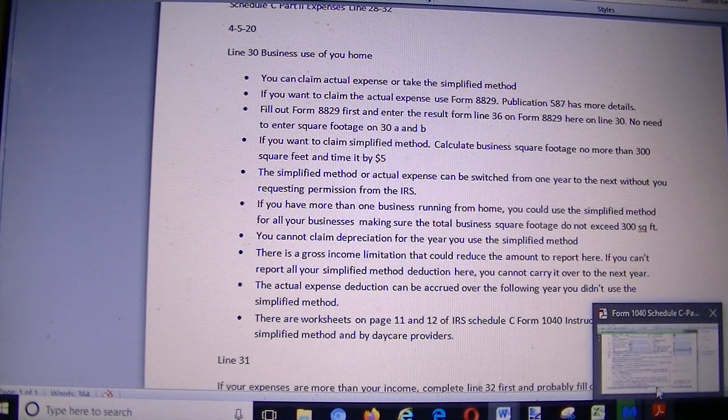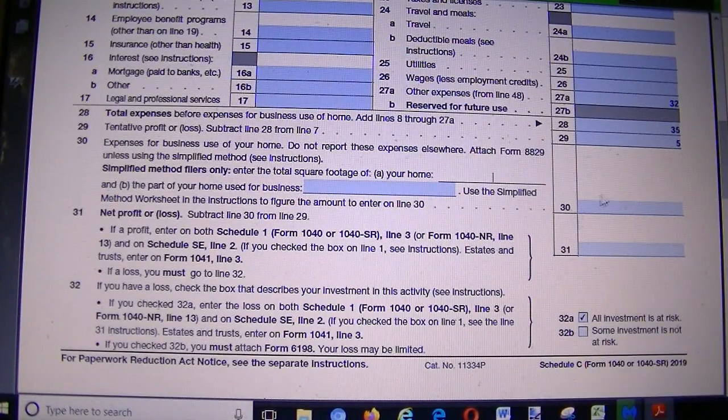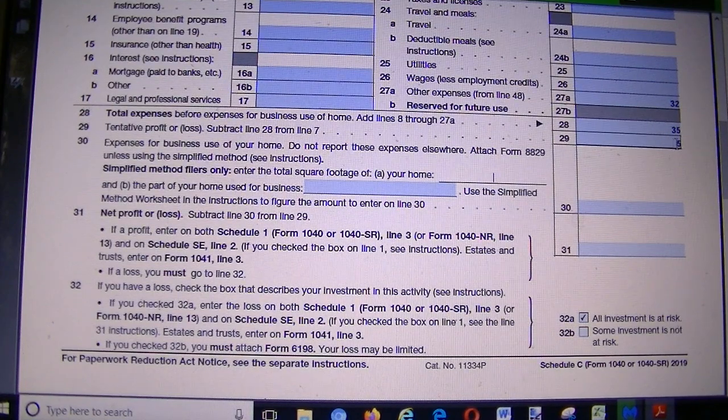So now that we covered that part, I have not claimed anything here because I wanted to reflect some profits. I'm fine now claiming my business use of the house.